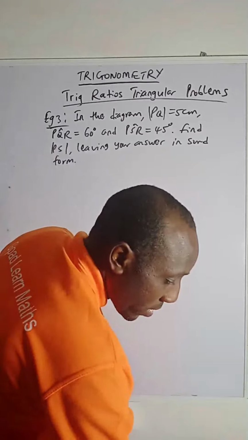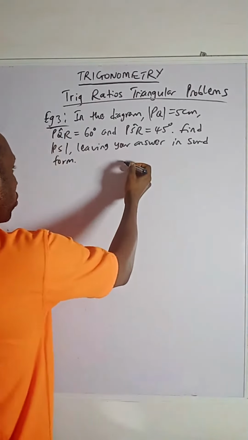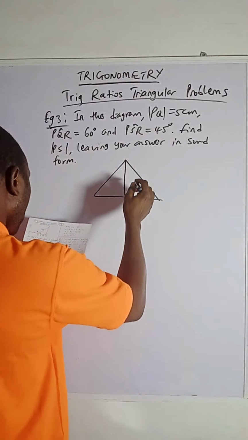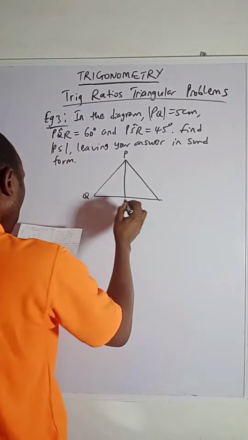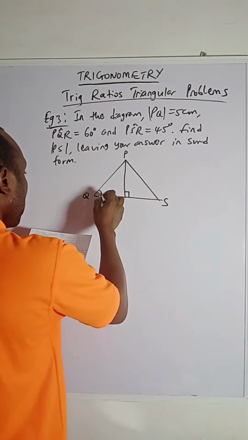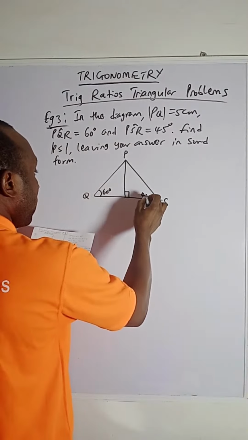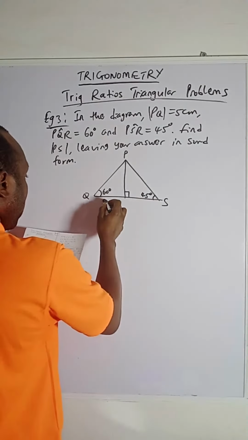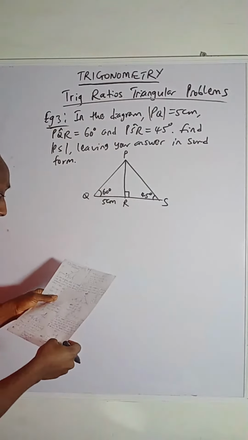So this is the diagram, because we're told that in the diagram, and I've not drawn it before. What happens? Okay. So this is the triangle. This is angle P, this is Q, this is S. And here's the right angle. This is 60 degrees. This is 45 degrees. 5 centimeters here. Yeah, I think that's it.